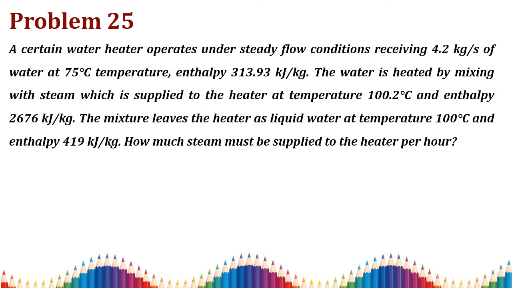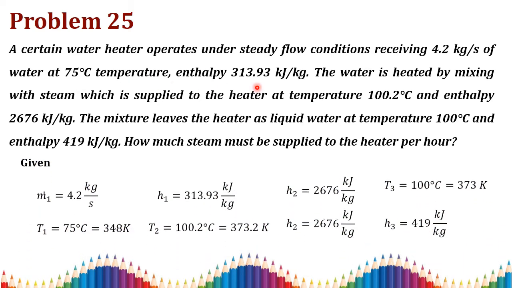Problem 25. A certain water heater operates under steady flow conditions. In the problem itself they have clearly stated that the component of the engineering application is a water heater, which operates under steady flow, receiving 4.2 kilogram of water at 75 degree Celsius. So that is 4.2 kilogram per second, the mass flow rate of water, m dot 1. Here we can take water entering as point 1, so m dot 1 is 4.2 kilogram per second, water temperature T1 is 75 degree Celsius, and enthalpy is 313.93 kilojoule per kilogram.